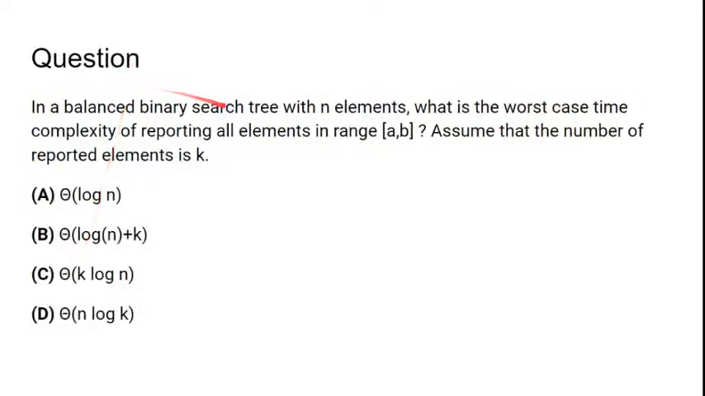Okay, next question. In a balanced binary search tree with n elements, what is the worst case time complexity of reporting all elements in the range a comma b? Assume that the number of reported elements is k.